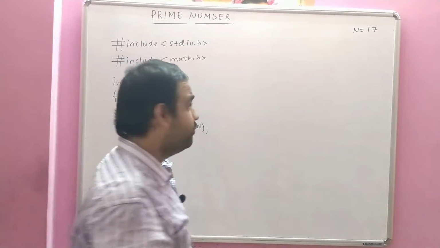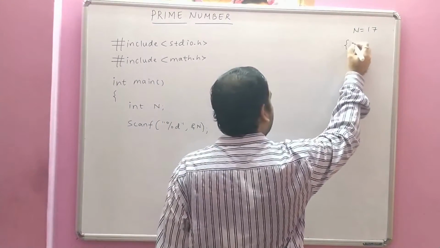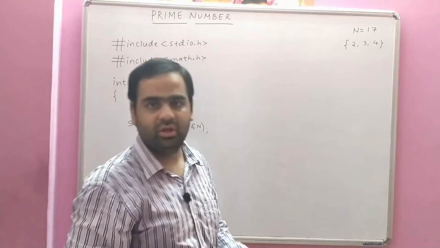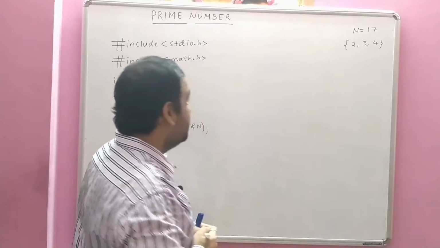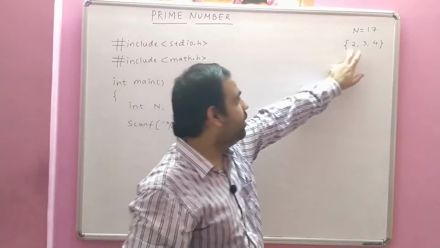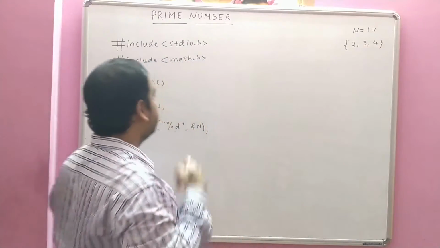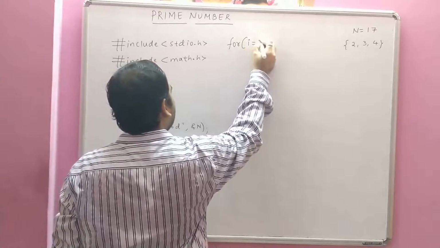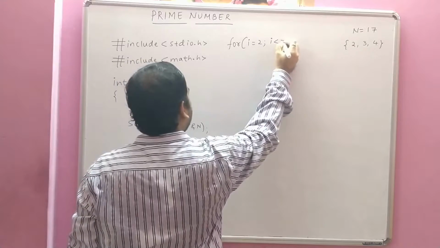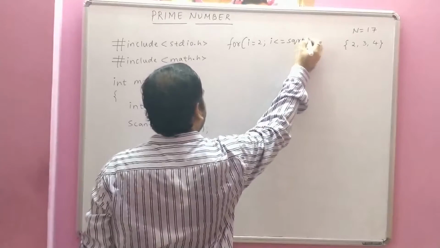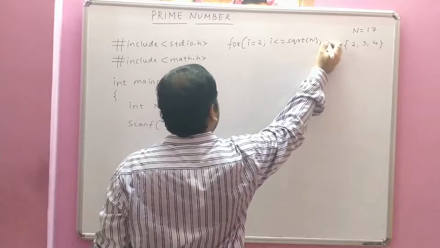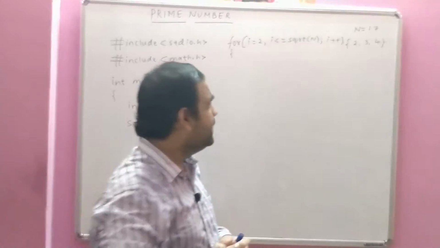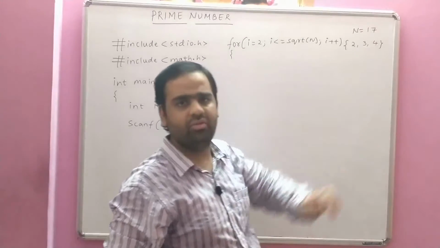Now what we need to do is form a set from 2 to the square root of the number, that is 2, 3, 4, because the square root of 17 is 4 point something. This set starts from 2 and goes up to the square root of the number. Hence we write: for i starts from 2 and i goes up to the square root of n, and you can say i plus plus, because the common difference of this set is 1.